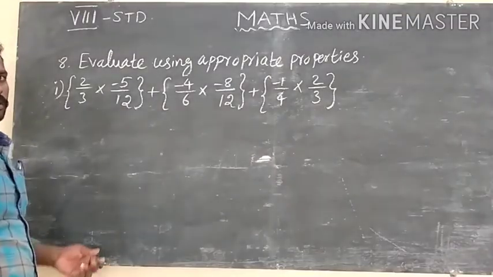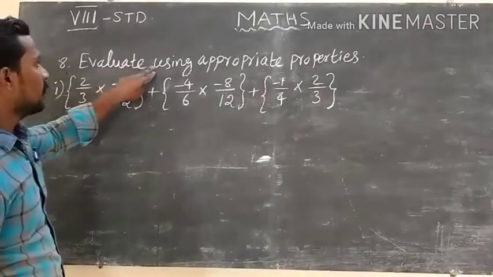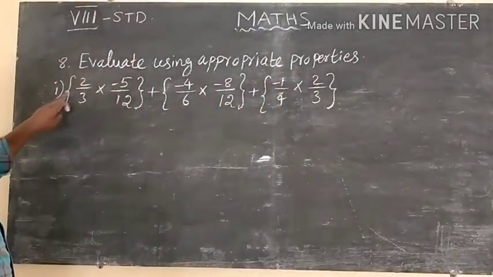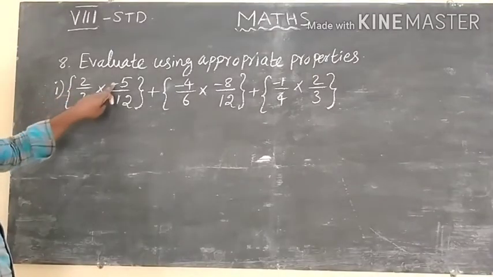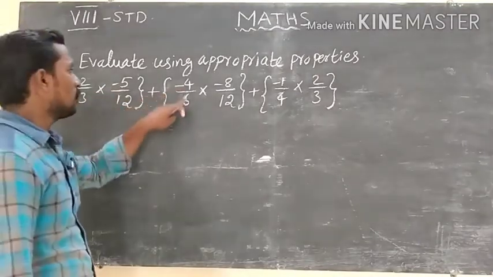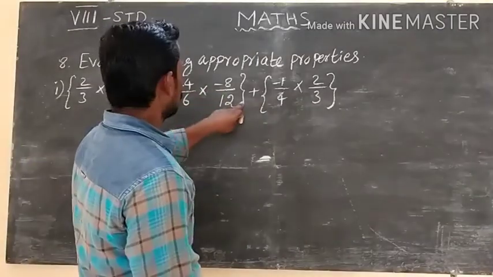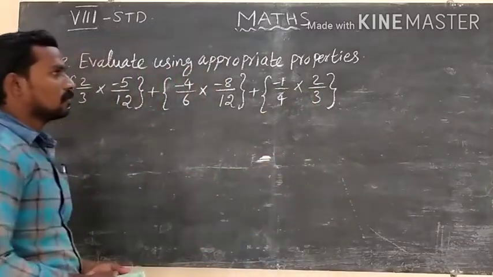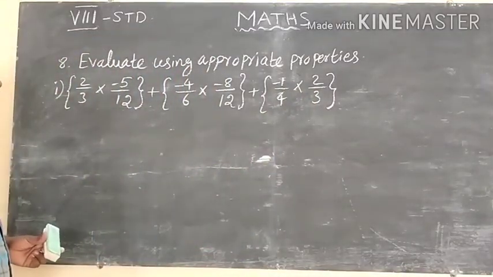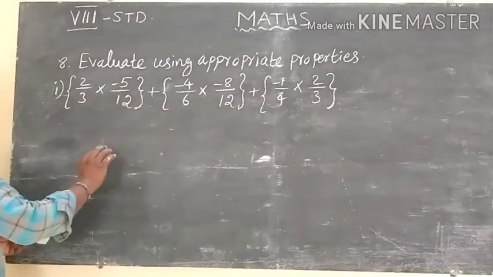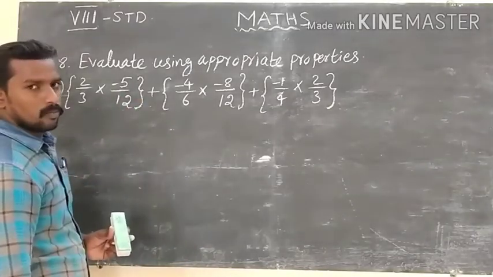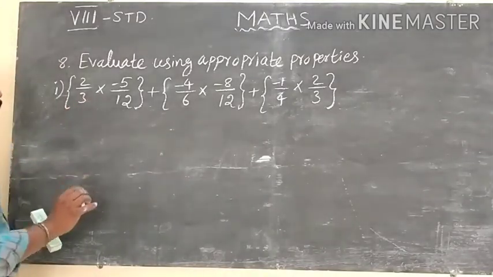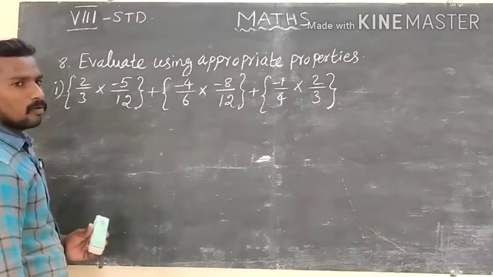Okay, dear students. Next, 8th question. Evaluate using appropriate properties. The first question. 2 by 3 into minus 5 by 12 plus minus 4 by 6 into minus 8 by 12 plus minus 1 by 4 into 2 by 3. This is your question. Okay. Next. Using the appropriate property. So you have the distributive property over addition.